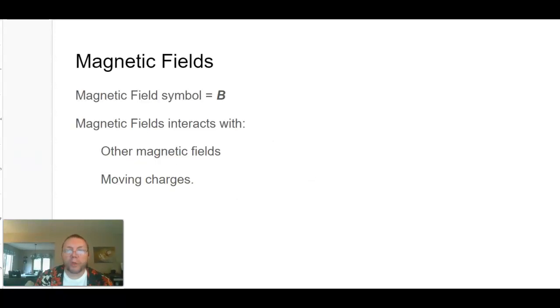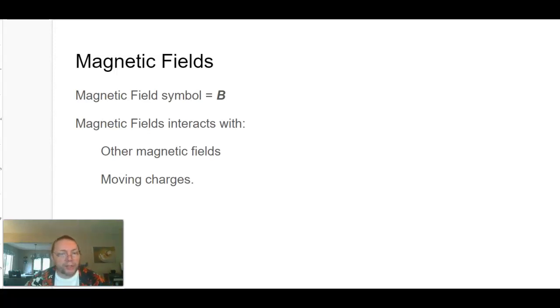So magnetic fields. The symbol for a magnetic field is uppercase B. It is a vector. It has a size and a direction. Magnetic fields interact with other magnetic fields, and they also interact with moving charges. So magnetic fields don't interact with everything. They interact with some specific things.